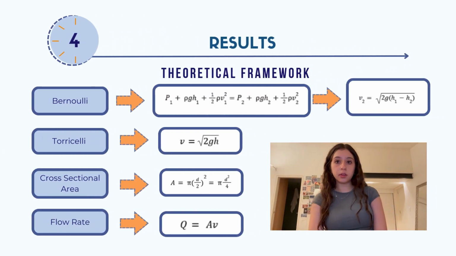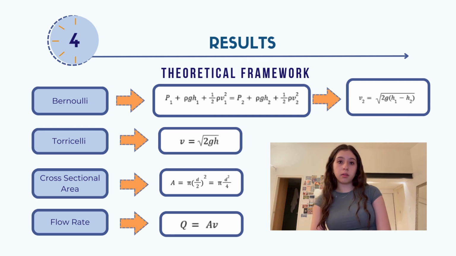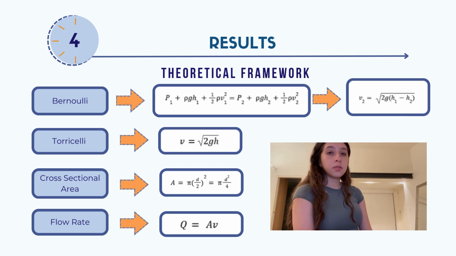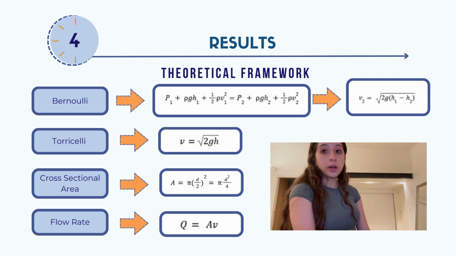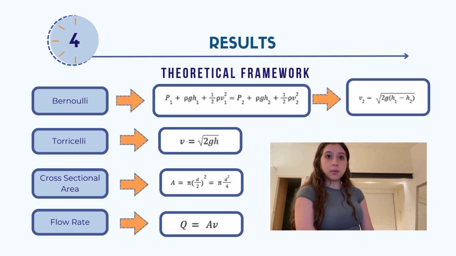For the results, I would like to start with the theoretical framework, where we have four formulas that we would be using for calculating all the theoretical and the experimental results. First will be Bernoulli's, from point 1 to point 2. We would clear the velocity 2, and we could eliminate pressure 1 and pressure 2 since they are the same, and velocity 1 since it's 0, and we would basically just clear, so it would give us that result. The second one would be Torricelli's. The third one would be the cross-sectional area, to calculate the area where the water is leaving the bottle, and the flow rate, that would be Q equals the cross-sectional area times the velocity, depending on the law or principle that we're using.